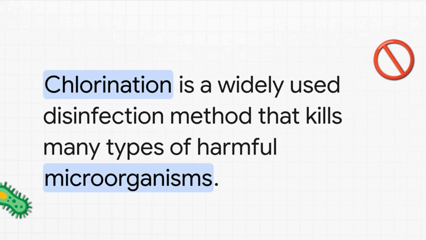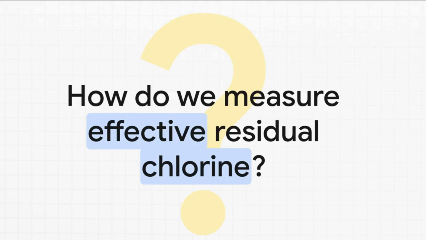But here's the kicker. The goal isn't just to clean the water at the treatment plant. We need a certain amount of that chlorine to stay in the water to keep it safe on its long journey to your tap. And that's the real challenge. If you have too little chlorine, dangerous bugs can survive. But if you have too much, you run into problems with taste, odor, and even potentially harmful byproducts. So the million-dollar question is, how do we measure the amount of effective chlorine that's left? That's what we call residual chlorine.